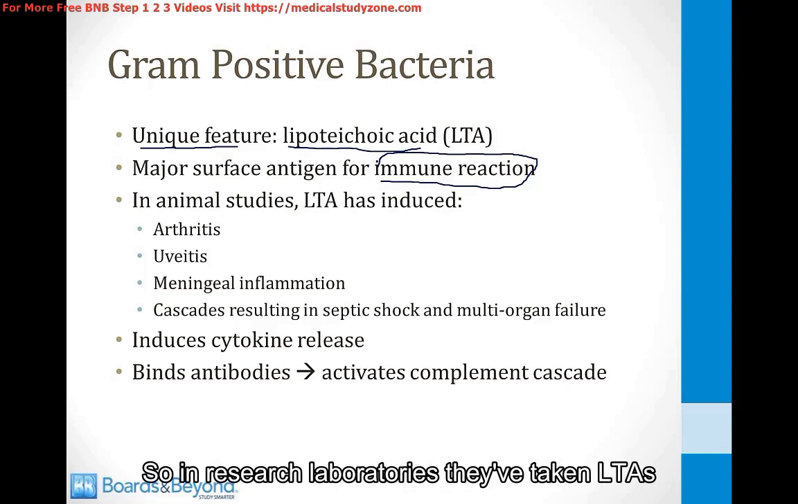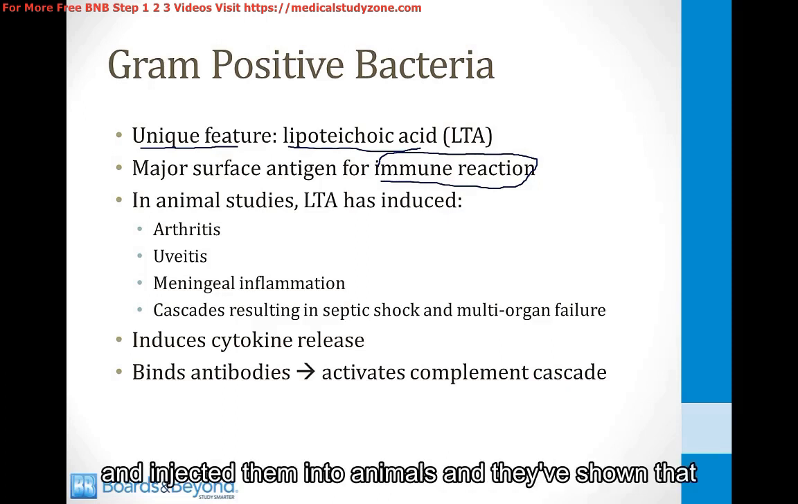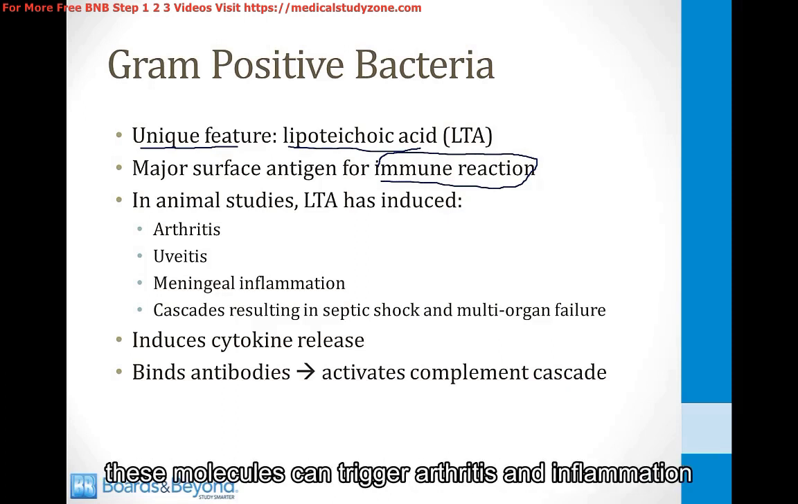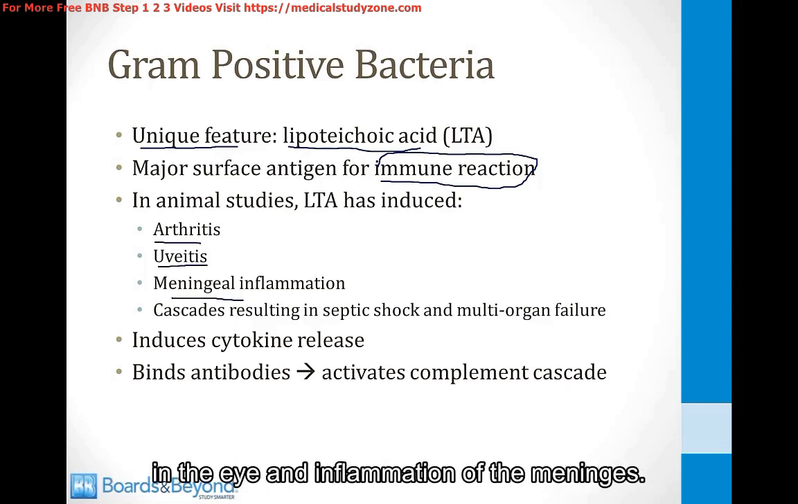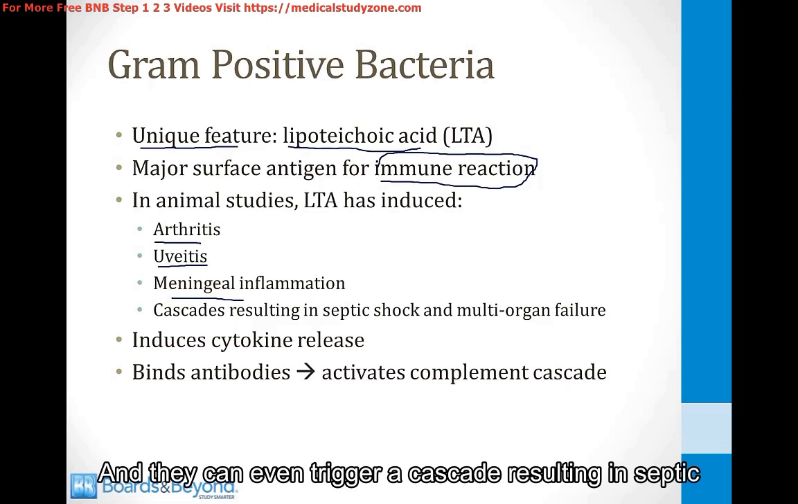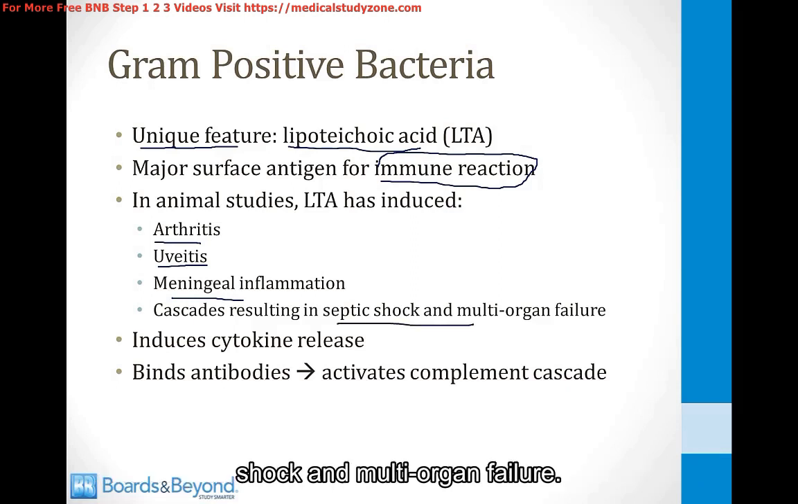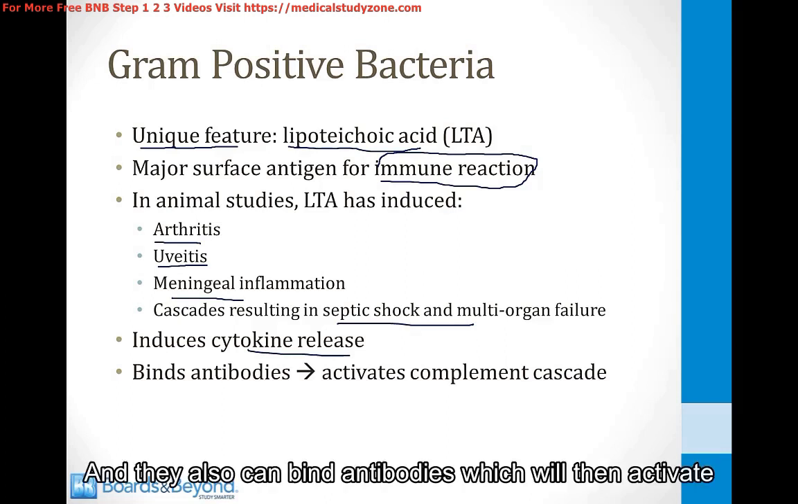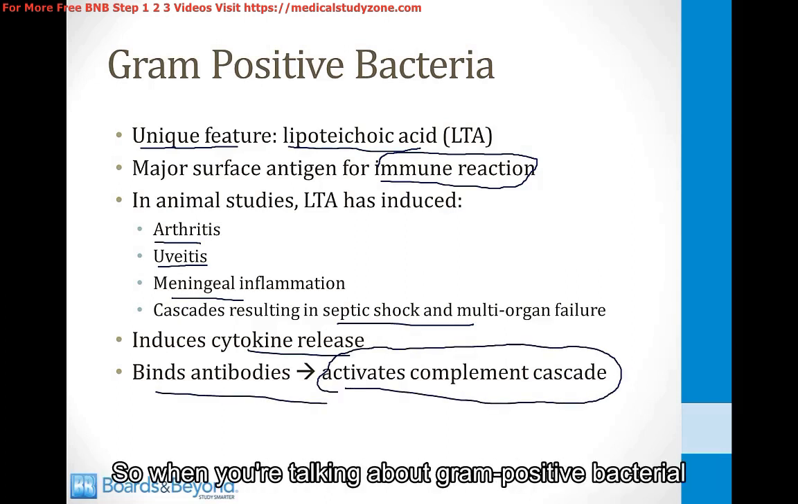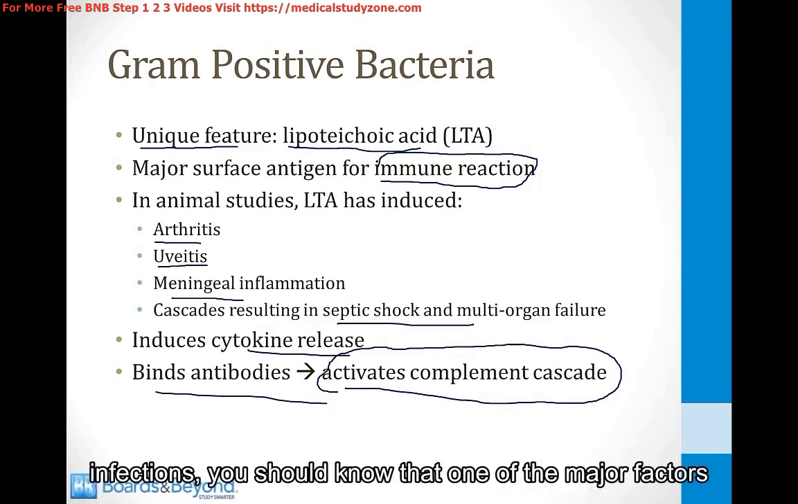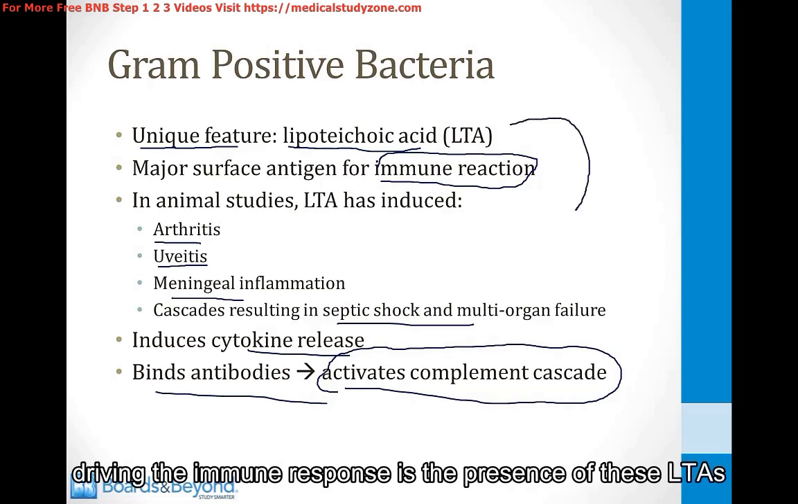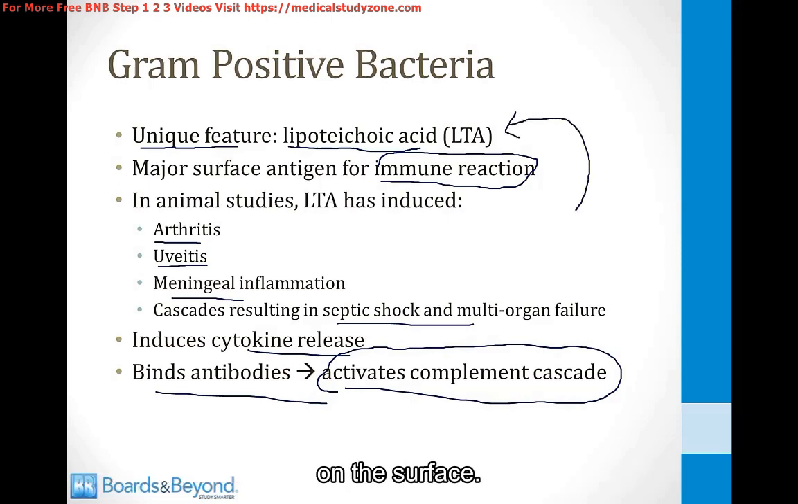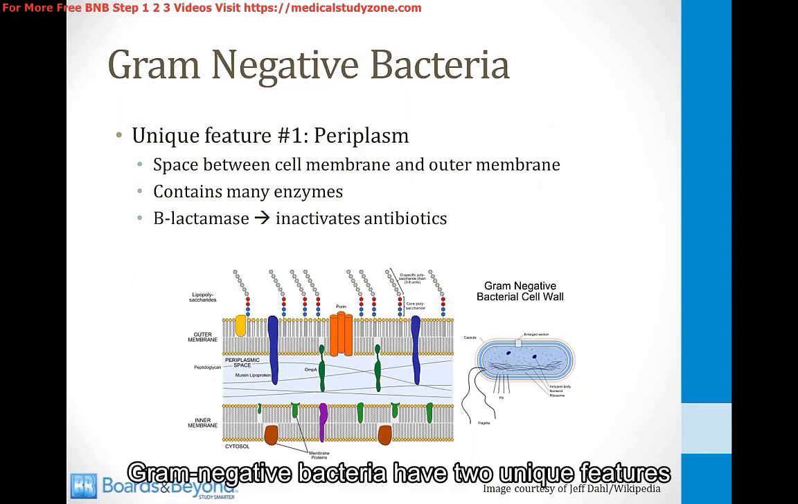In research laboratories, they've taken LTAs and injected them into animals, and they've shown that these molecules can trigger arthritis, and inflammation in the eye, and inflammation of the meninges, and they can even trigger a cascade resulting in septic shock and multi-organ failure. They definitely induce cytokine release, and they also can bind antibodies, which will then activate the complement cascade. So when you're talking about gram-positive bacterial infections, you should know that one of the major factors driving the immune response is the presence of these LTAs on the surface. Gram-negative bacteria have two unique features that you need to know about.